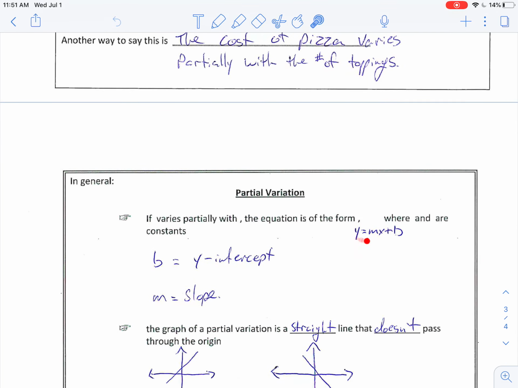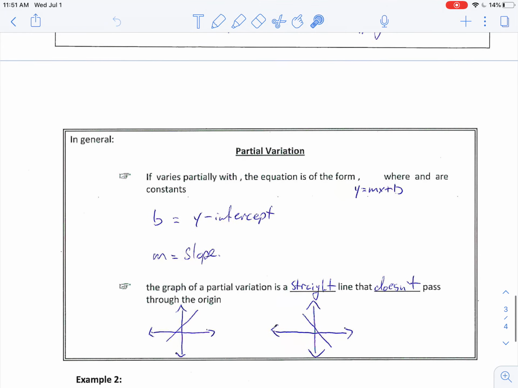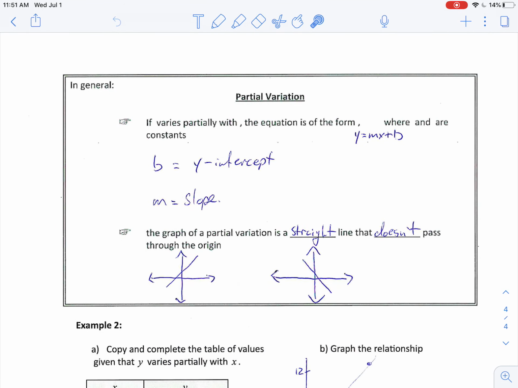In this equation, b represents or equals the y-intercept, or where the line touches the y-axis. And the m represents the slope, or the constant of variation, or the constant rate of change. The graph of a partial variation is a straight line that doesn't pass through the origin. And here are some examples. This is partial variation, because they do not pass through the origin of the Cartesian plane.